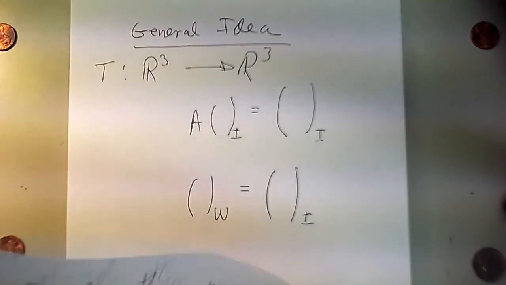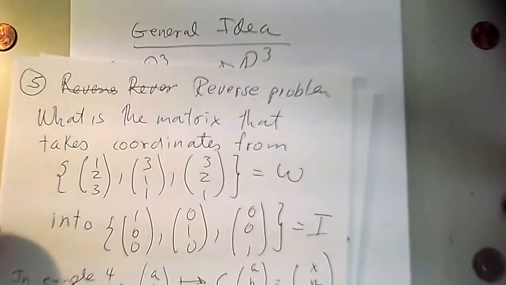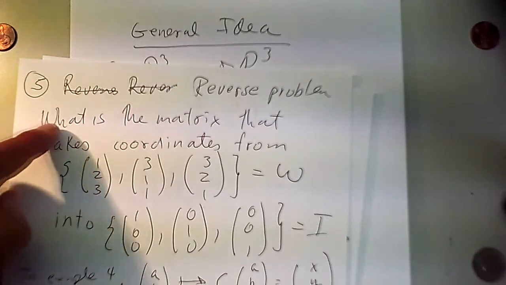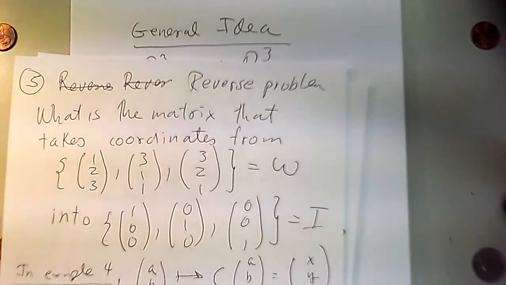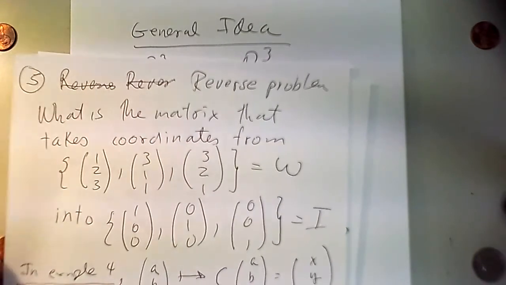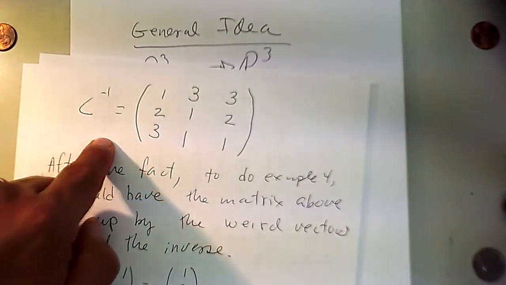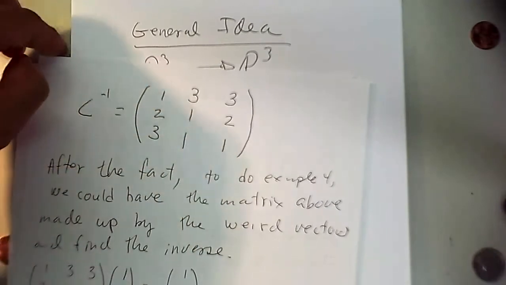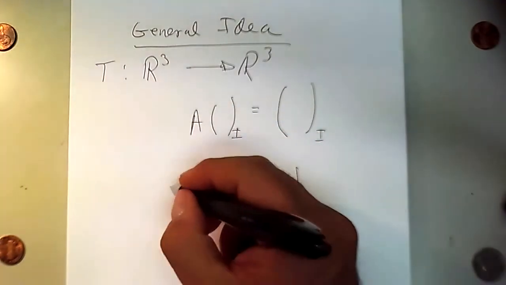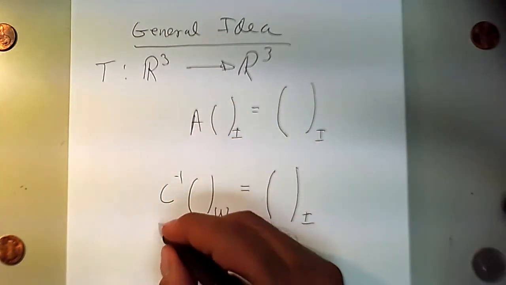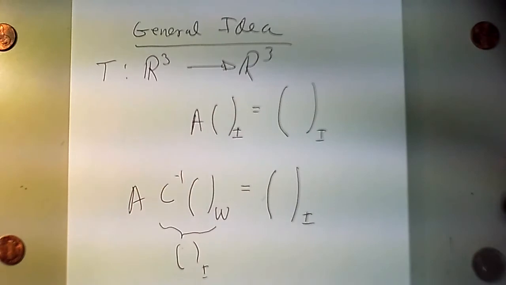And if we look back into example 5, what is the matrix that takes weird coordinates into regular coordinates? And it would be this guy. Weird coordinates into regular coordinates is what we call the inverse of a matrix. It would be C inverse. So we can multiply by C inverse. That will give us the coordinates into regular coordinates. And then we can multiply by A. And that does the job.